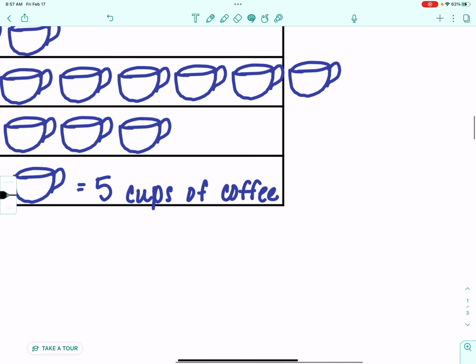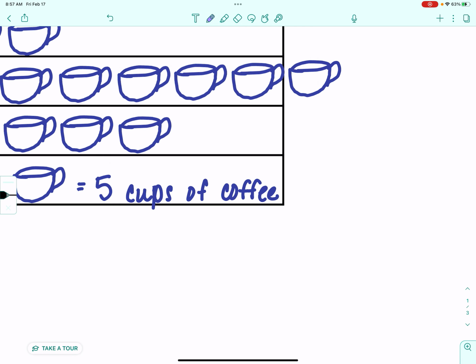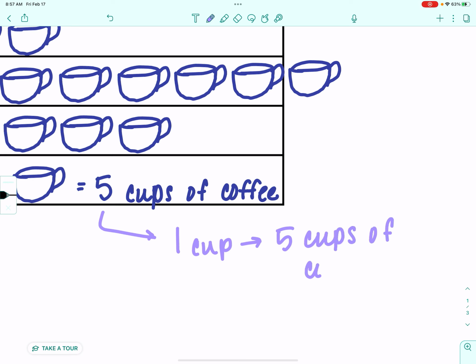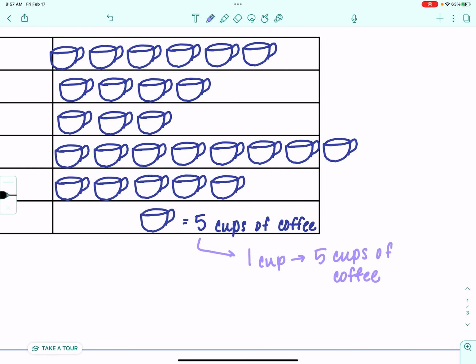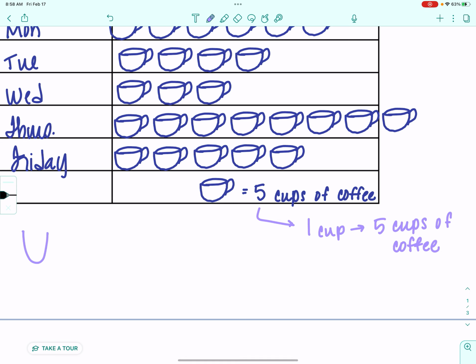Make sure you realize that in this example, we changed from going from 1 cup equals 1 visit to Charlie's to 1 cup standing for 5 cups. You can change the meaning of that key. I could have used 1 cup was 10 cups of coffee. My pictograph would have looked a little bit different if I had made one of these equal to 10 cups.